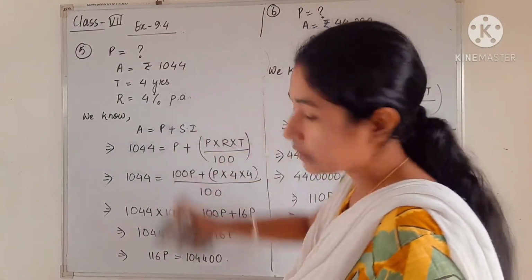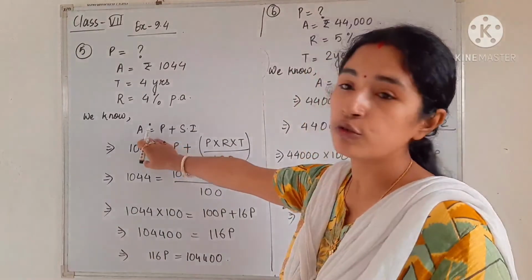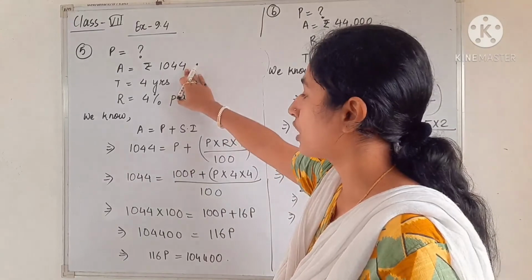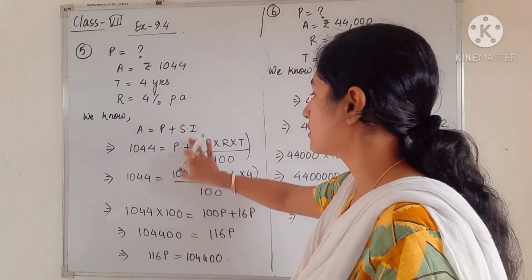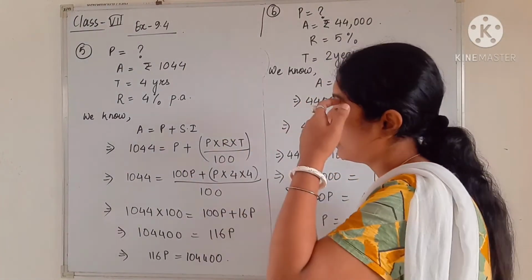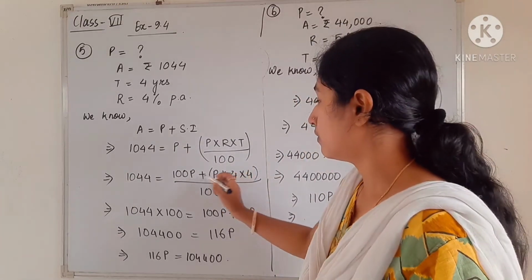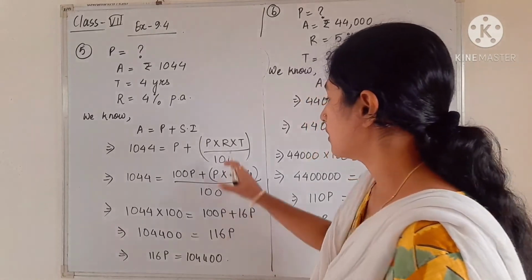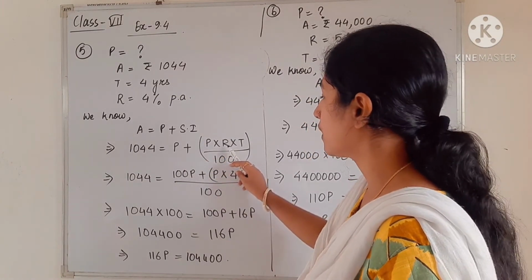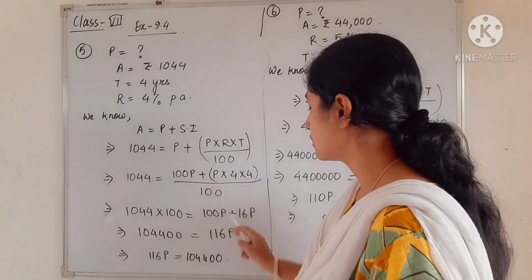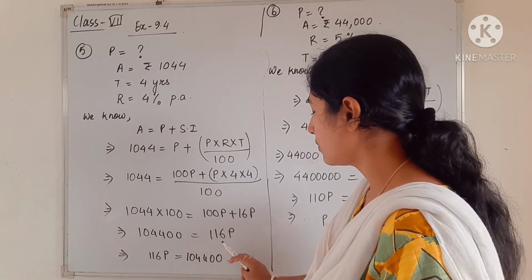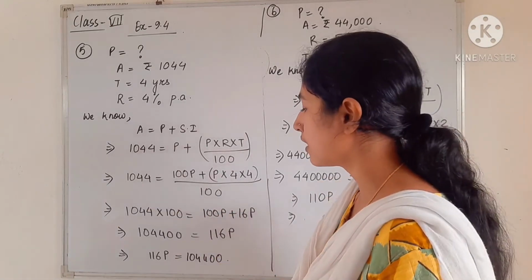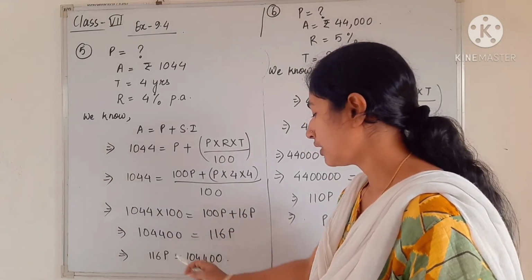This is given, so that means we have to apply the amount formula, that is amount is equal to principal plus SI. So in place of amount we have to write 1044, plus P plus SI will be P into R into T by 100. After taking the LCM, 100 will be multiplied with P, so 100P plus P into, in place of R we are having 4, time is 4, so 16P. So 100 plus 16 will be 116P, and this denominator 100 will be transposed to that side, it will be multiplied and you will get this one.